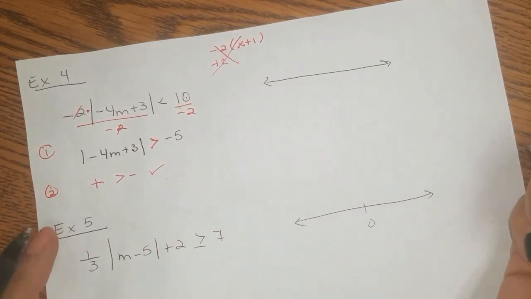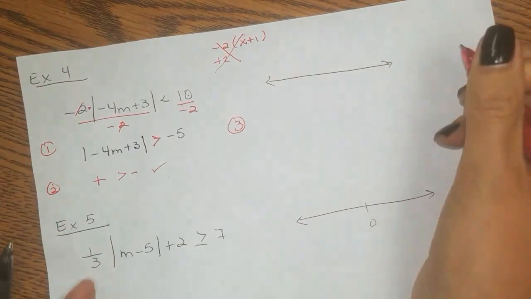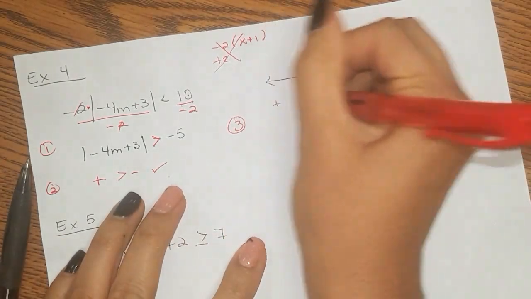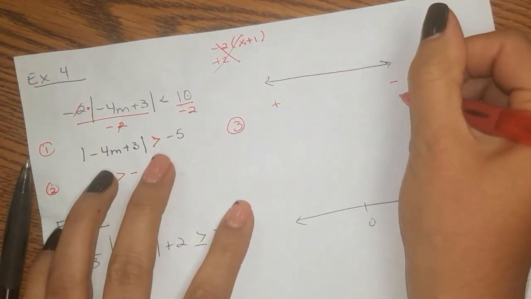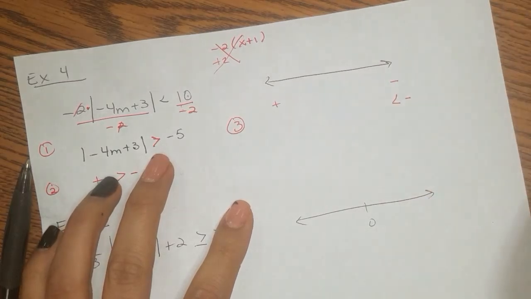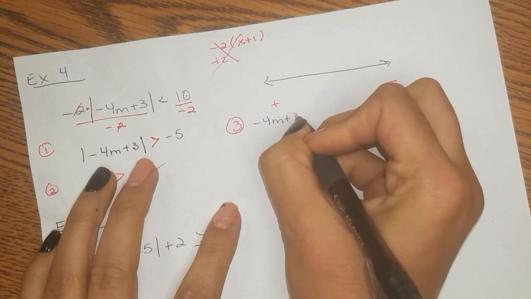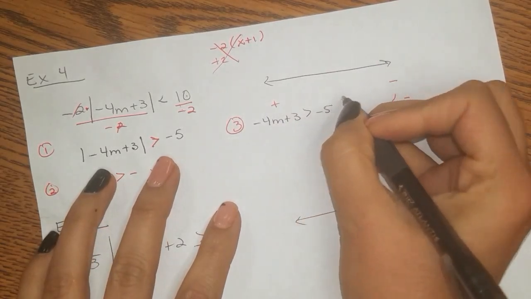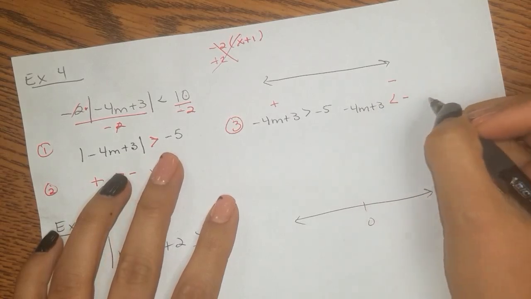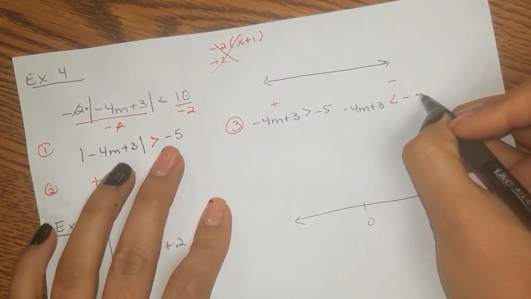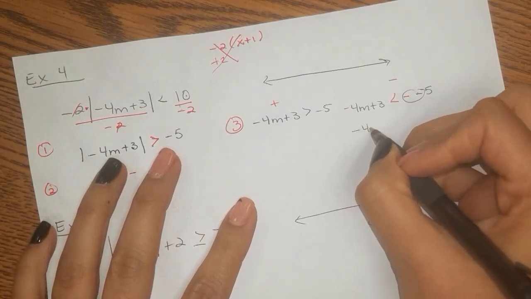Yes, it can. So then you go ahead and write your 2 inequalities, your positive and your negative. Remember, with your -1, your inequality sign changes and you change the sign. So we have -4m plus 3 greater than -5. And then we have -4m plus 3 is now less than a -5. That right there is going to change your sign.